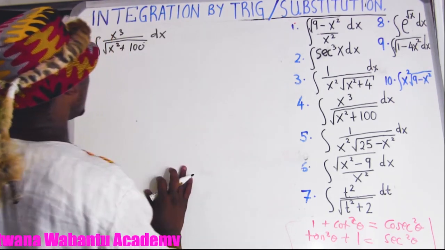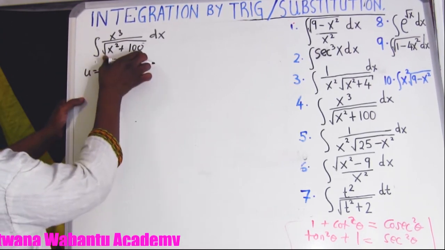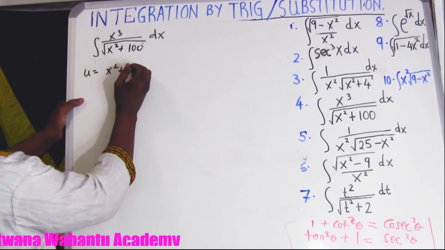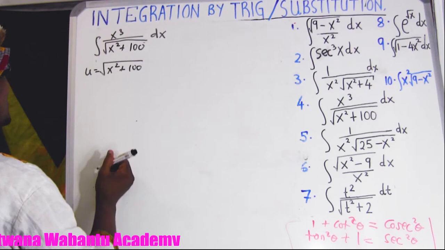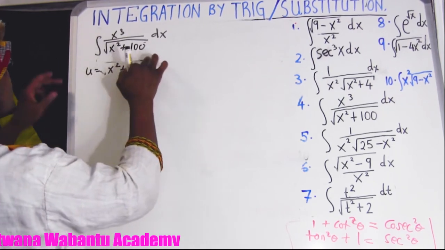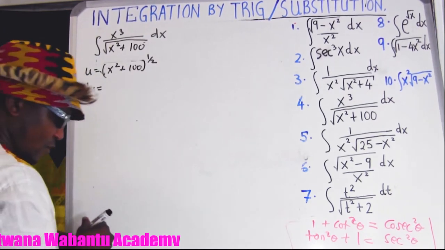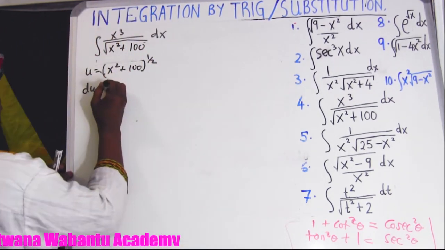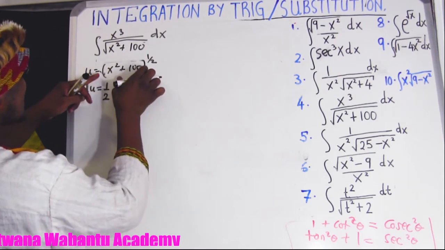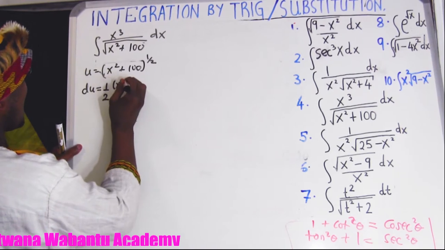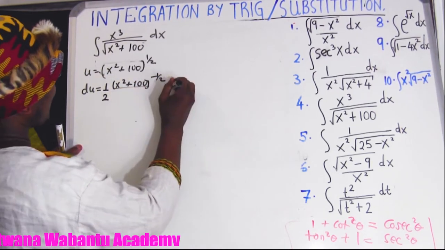Look how I'm going to do it. I'm going to let u be everything here, all of this, u equal to that. But when you say square root, it's like a half. So let me say the power of a half, and then differentiate u. How do you differentiate? The half goes to the front, and then we have to differentiate the inner one. The half goes to the front, and then take this, minus 1, is going to be negative half, and then when you differentiate this, it's going to give you 2x.